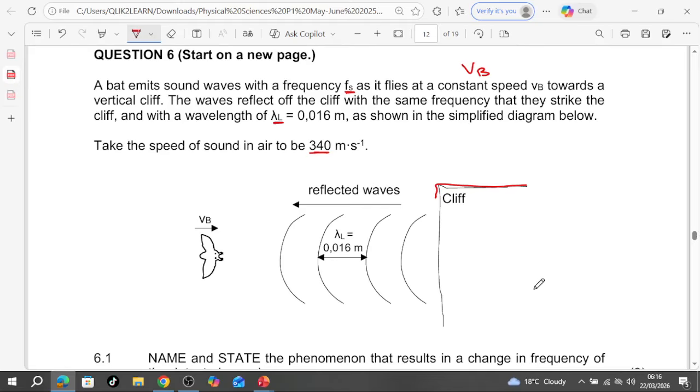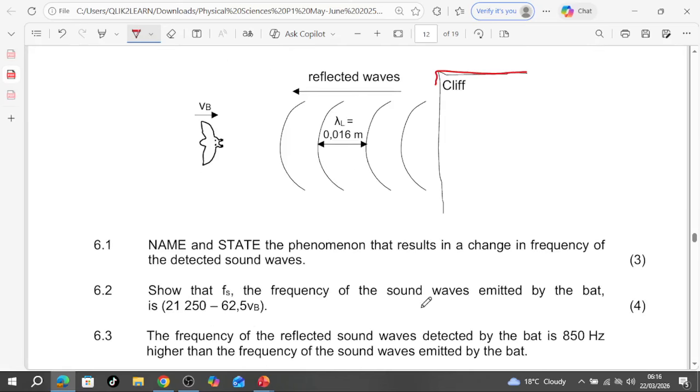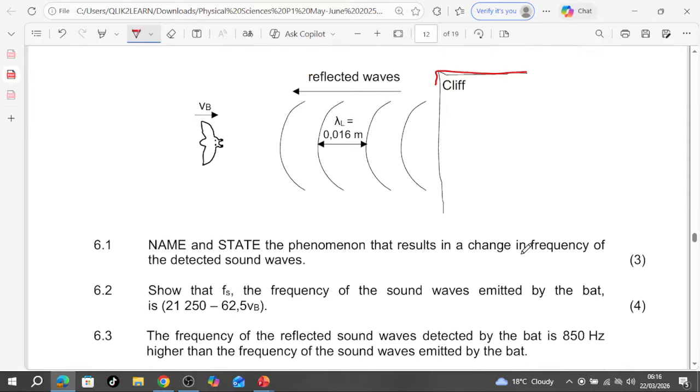Okay, and now name and state the phenomenon that results in the change in frequency of the detected sound waves. It's the Doppler effect. Now just look at this. We know that this question 6 has to do with the Doppler effect. So just state Doppler effect down and name it. So this is Doppler effect.